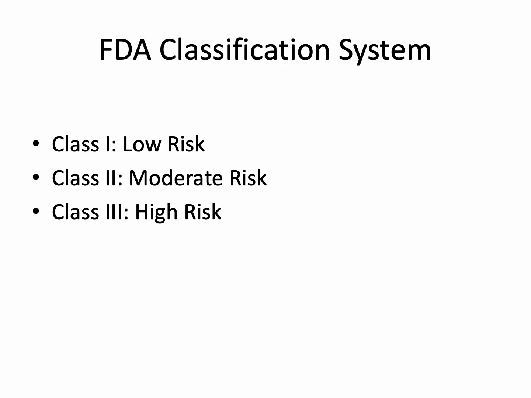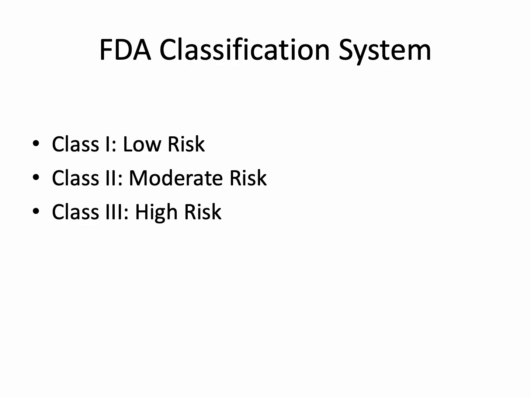The FDA classifies medical devices into three main categories based on risk and controls necessary to assure safety and effectiveness. Class 1 devices, such as bandages, examination gloves, and handheld instruments, are considered low risk and primarily subject to general controls including registration, listing, and good manufacturing practices, GMP. Class 2 devices, including infusion pumps, powered wheelchairs, and surgical needles, are moderate risk and require both general controls and special controls such as performance standards and post-market surveillance.